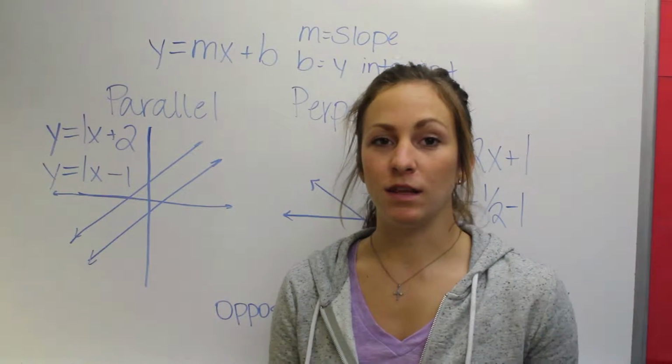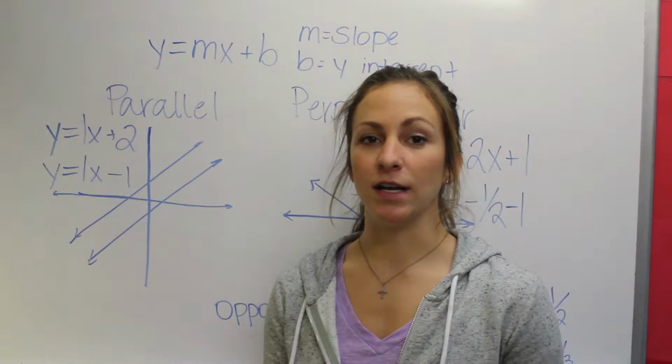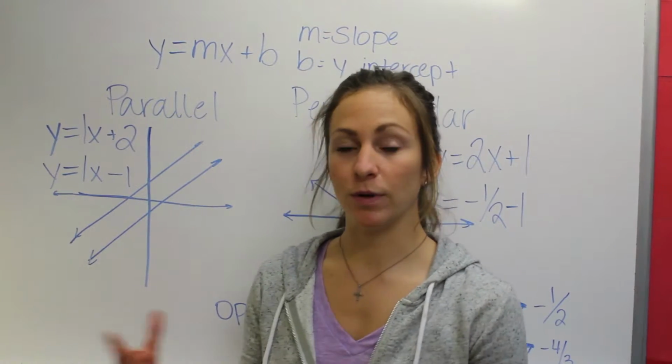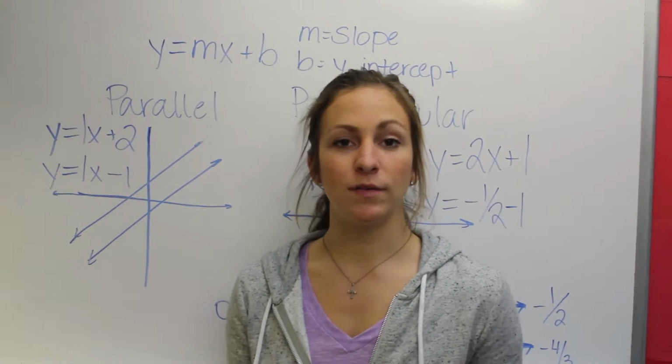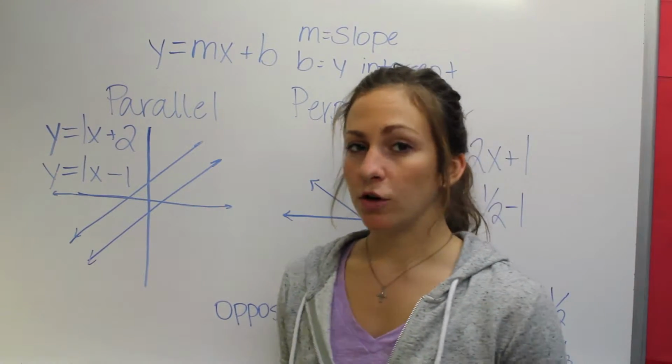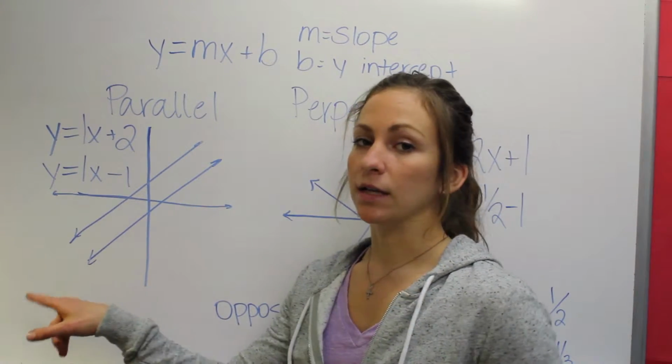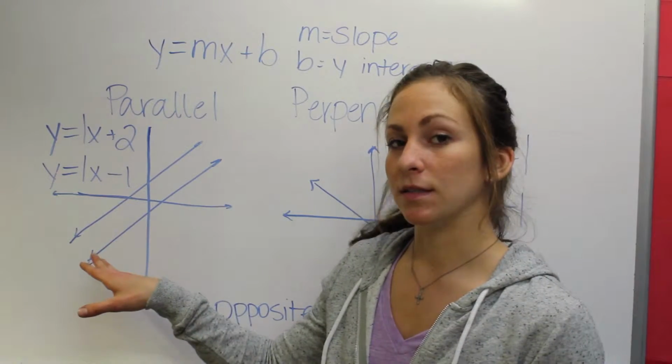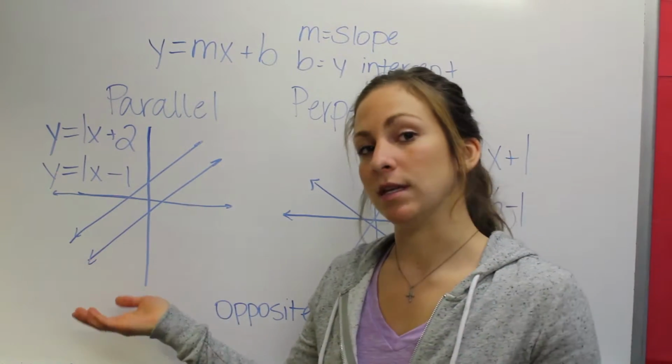Pretend we are given the equation of a related line and asked to find a line that's related to that, either perpendicular or parallel. We're also given a point on that line, or a y-intercept. So what do we know about parallel lines? Parallel lines never meet. This is because they have the same rise and run. They have the same slope.